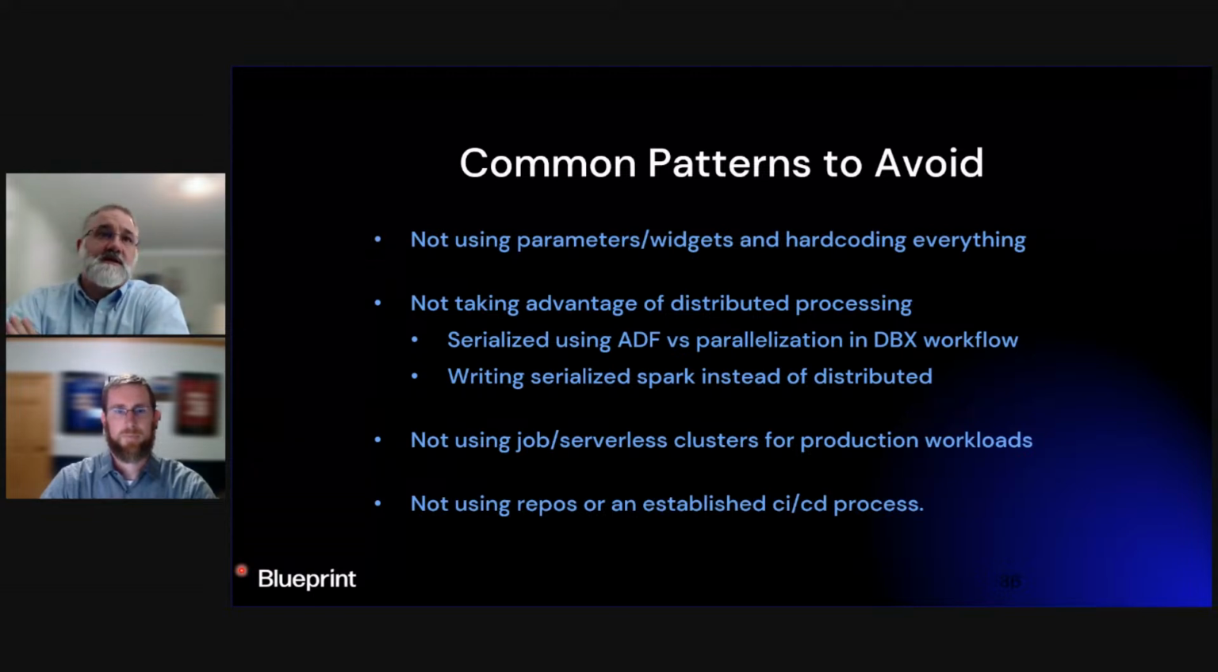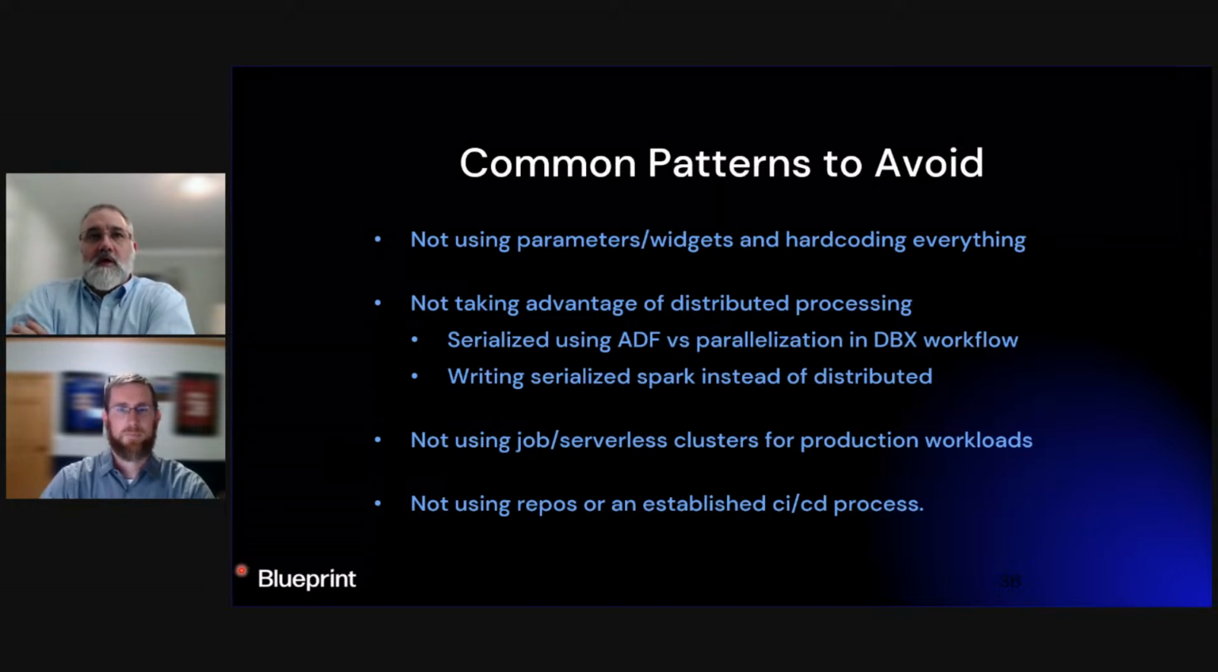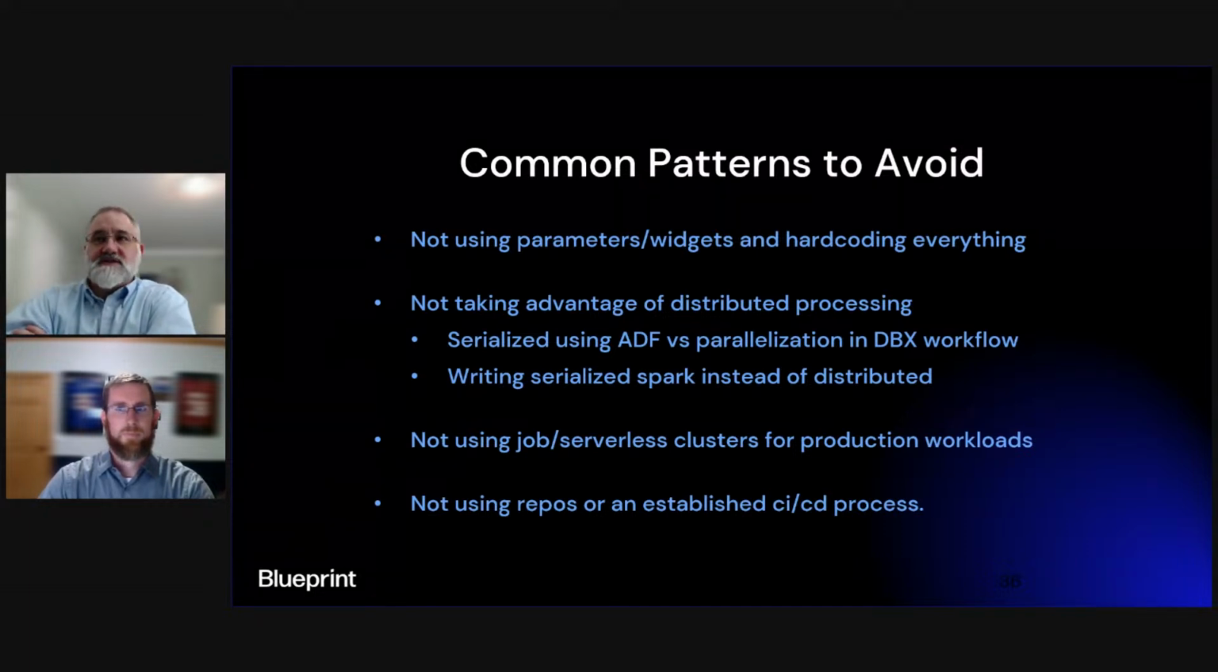The second area is really writing serialized Spark instead of distributed Spark. So doing things typically in Spark or Python, where it's maybe a manual loop or something like that, where all the work is being done on the driver node, not the worker nodes, not distributed out, can eat a lot of time. And just getting in the practice and habits of picking the code options that do that for you better.